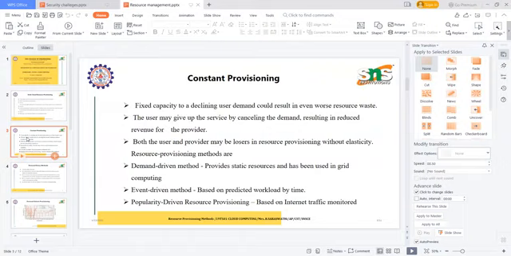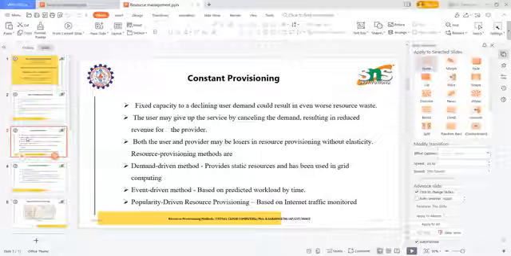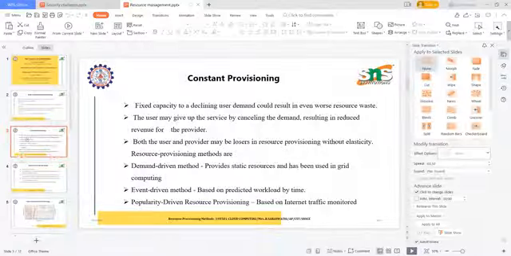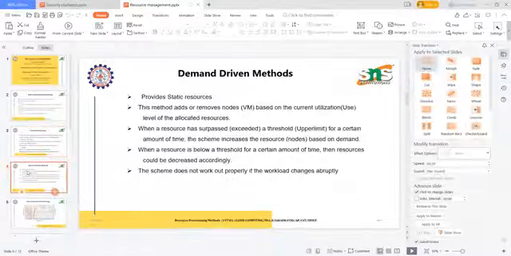The demand-driven method provides static resources and has been used in grid computing. The event-driven method is based on predictive workload by time. The popularity-driven resource provisioning is based on internet traffic monitoring. It provides static resources.